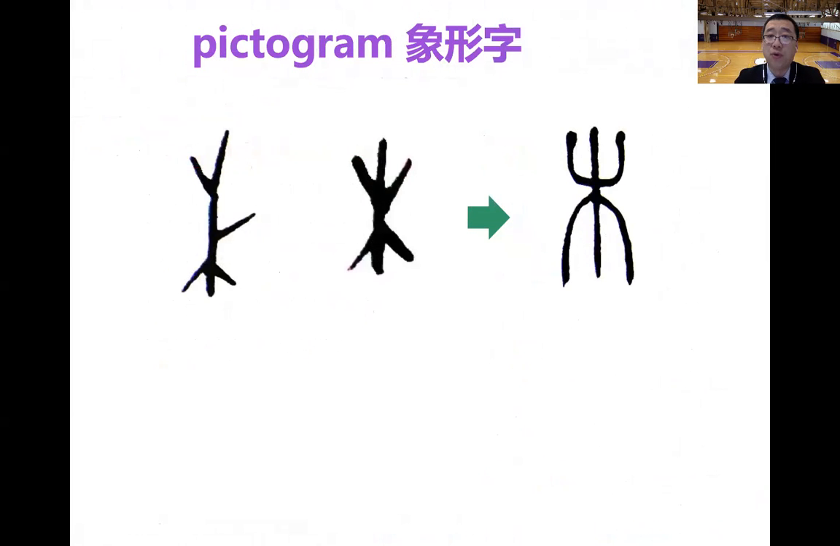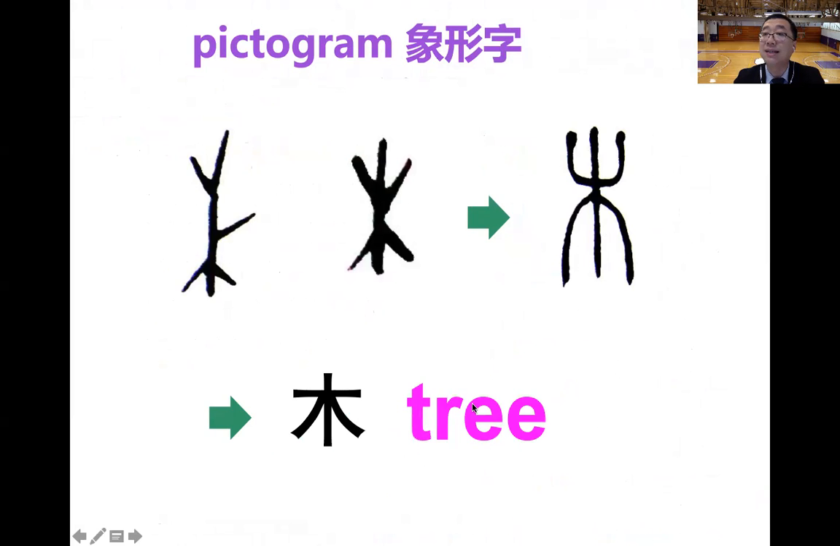A second form, oh, by the way, just a quiz. What's that? Look, we have the trunk, the branches, and the roots. It's mu. It's the tree or wood.